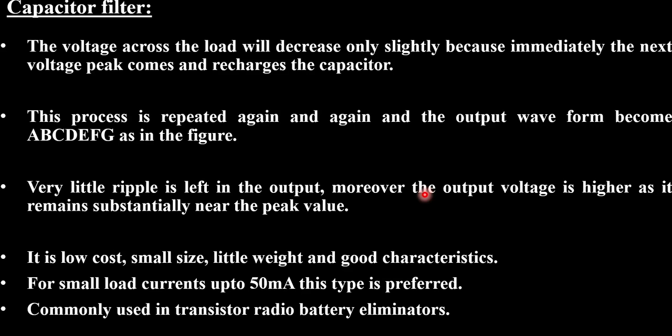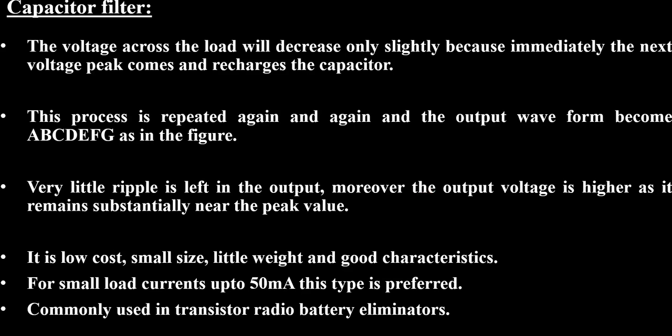And as I told you, a capacitor filter is most commonly used for output or load currents of less than 50 milliampere. It is low cost since it needs only a capacitor as the filtering circuit, and it is small in size. Again, since it is a single capacitor, it has little weight and good characteristics. This type of filter is used in transistor radio battery eliminators.